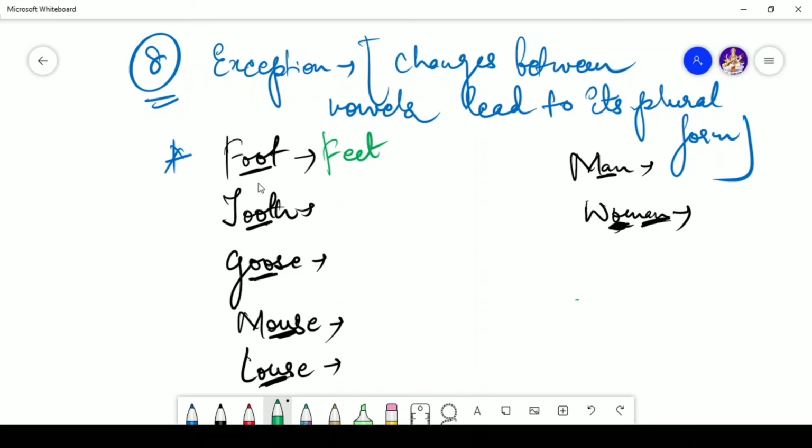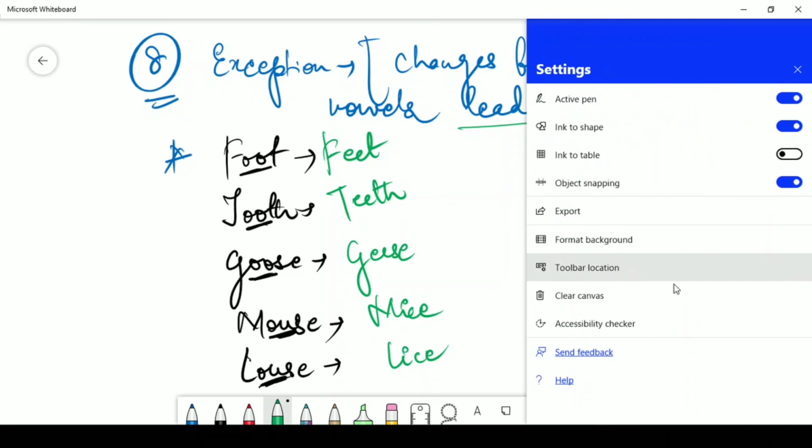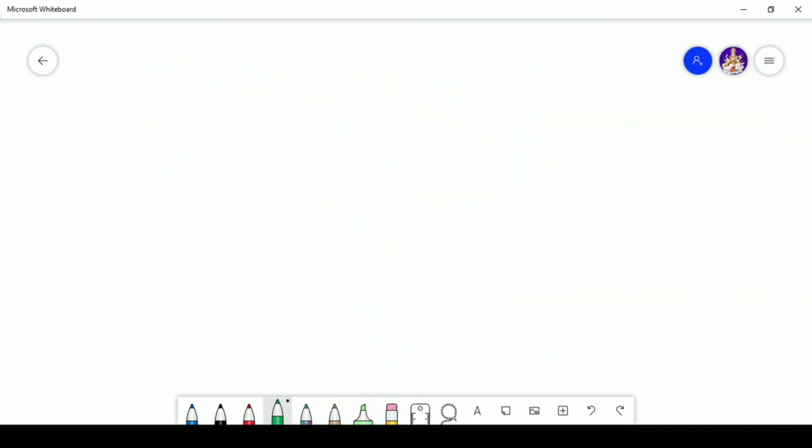When you're talking about one foot, then it's one foot. You're talking about more than one foot, then it becomes feet. Tooth means when you're talking about only one tooth. But when you're talking about 32, then you won't say 32 tooth, you will say 32 teeth. Goose will become geese, mouse will become mice, louse will become lice, man will become men, woman will become women. So these are the exceptional cases where you just have to make changes between the vowels in order to change them into its plural form.